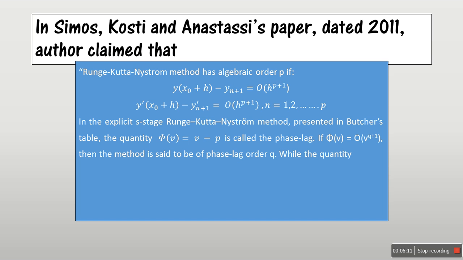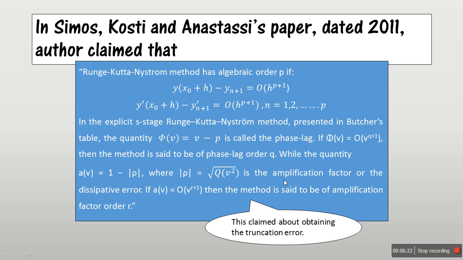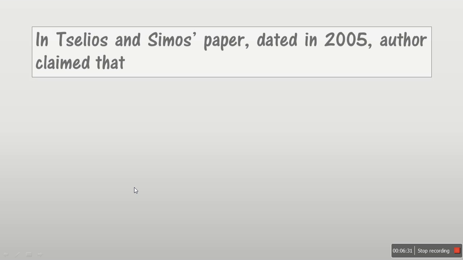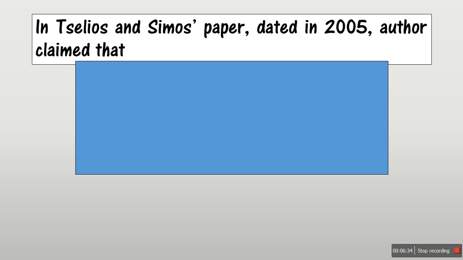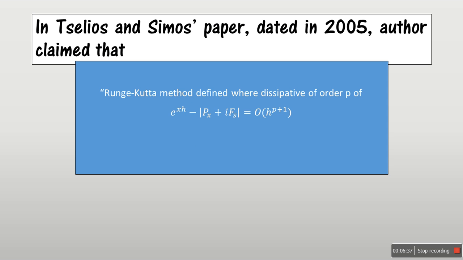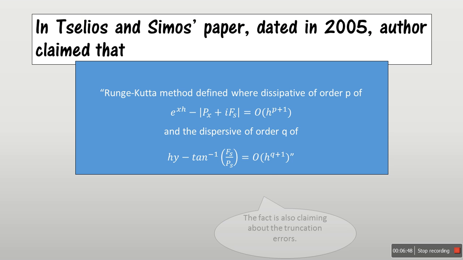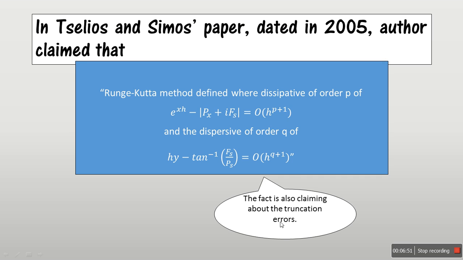So similarly for the phase lag, there's a difference. This, which is the phase lag, will be equal to the truncation error as well. And for the amplification factor, 1 minus the modulus of rho, it will be the amplification factor of order R. And in Simos and Psihoyios' paper dated 2005, the authors claim that the Runge Kutta method defined is dissipative or of order P, and the difference of these two terms is the truncation error. So this fact is also claiming about the truncation errors.